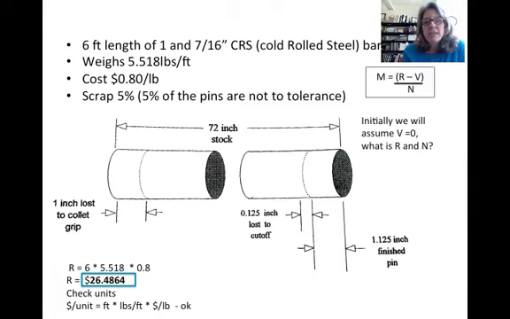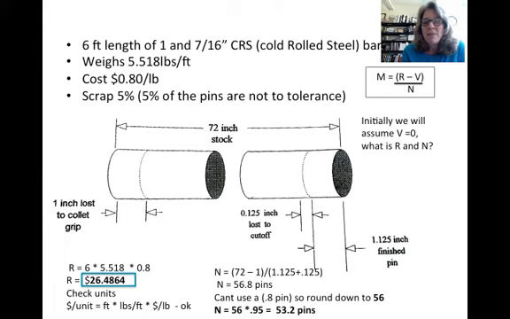The first is, what if not all the pins are good? What if we have to measure them, and then in the measuring process we find that about 5% of these pins are not to tolerance? It's a scrap rate of 5%. How do we incorporate that into this process? Now, if we look at the bar stock, the cost of the bar stock didn't change by the scrap rate. We still had to pay $26.48 for this bar stock. But what did change is now, instead of 56 pins getting out, we actually only get 95% of 56.